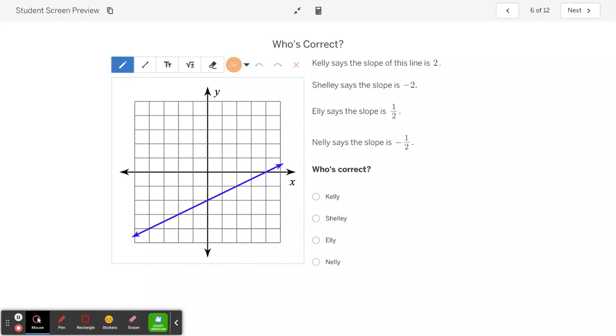Find points on the line. I will find the points for you. Here, here, here, here, here. I found you 5. You only need 2.